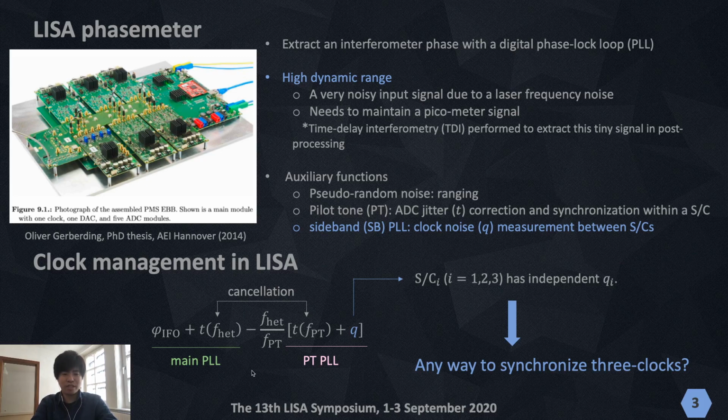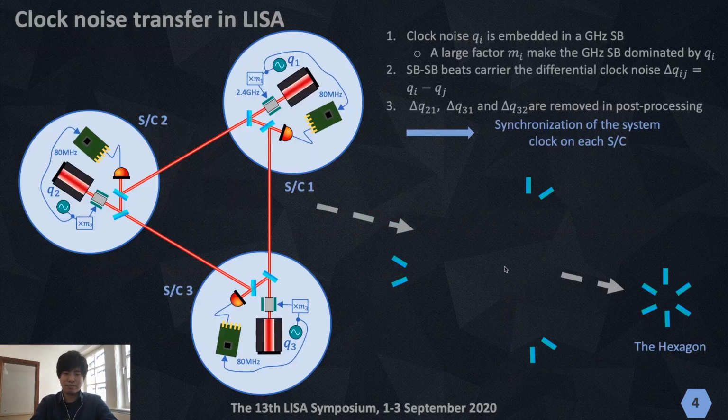So here is a very simplified phase signal in LISA. The idea is to subtract ADC sampling jitter from the main PLL using the pilot tone, which has 75 MHz. The point is the pilot tone itself is driven by a clock on the spacecraft, so the pilot tone has a contribution of the clock noise. And each spacecraft has its own system clock. So in the whole signals, we have 3 independent clock noises in total. We need to synchronize them.